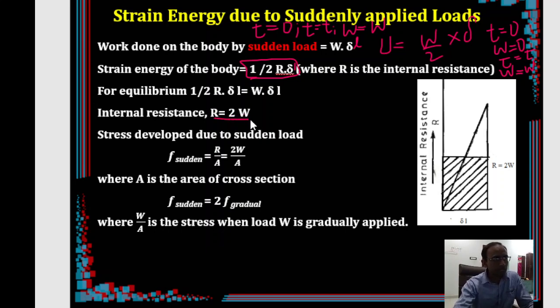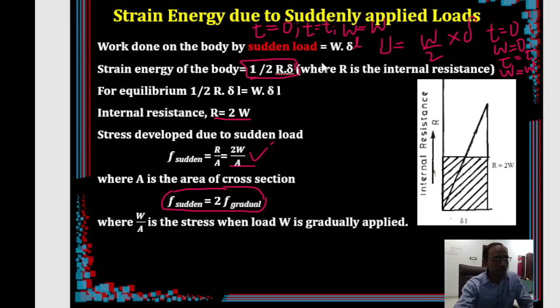So what does that mean? The internal resistance is twice the applied load. So the amount of resistance developed is twice the applied. Now from the resistance, you can calculate the stress developed just by dividing by the area of cross section. You will be getting the stress due to the suddenly applied load. So from this we can also infer that the stress development due to the suddenly applied load is almost twice the stress developed due to the gradually applied, right?